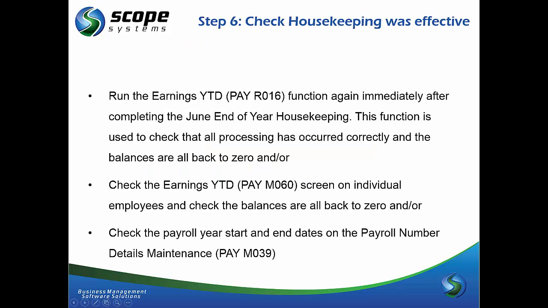So to check that your housekeeping was effective, you can run your earnings year-to-date report again, and you should have all zeros on the report. Or you can check the earnings year-to-date on the individual employees, and check the payroll year start and end dates on the payroll number details maintenance screen.